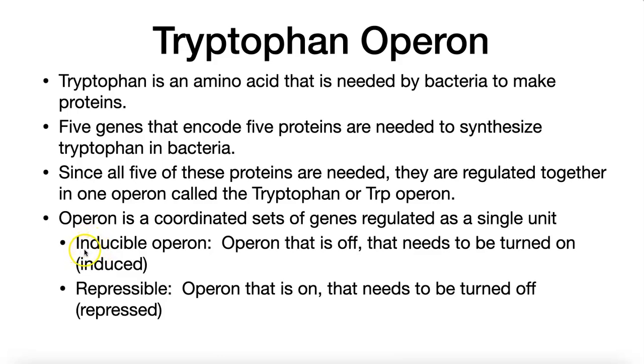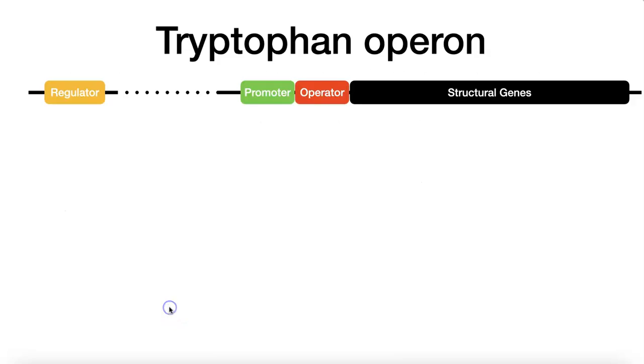Operons can be either inducible or repressible, and this describes how they are in their default state. An inducible operon is off in its default state and needs something to happen for it to be turned on, or to be induced. That's why I call it inducible. A repressible operon's default state is on, and something needs to happen for it to be turned off, or to be repressed. Tryptophan is an example of a repressible operon, as we'll see in just a second.